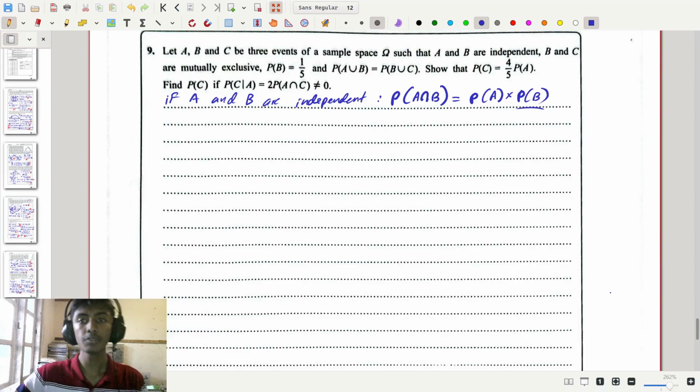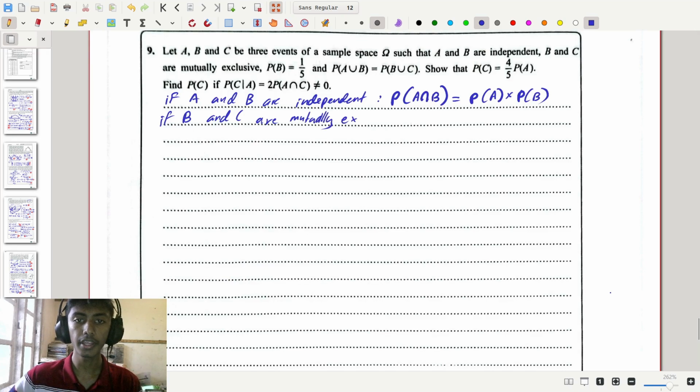Now similarly, for the second statement, B and C are mutually exclusive, we can convert that into a similar equation. If the events B and C are mutually exclusive, it means that they have no intersections, meaning that B and C cannot happen at the same time. So if B and C are mutually exclusive, it means that they don't ever occur at the same time, meaning that the probability of B and C occurring at the same time is equal to 0.